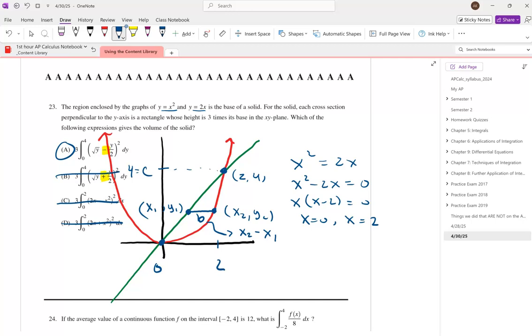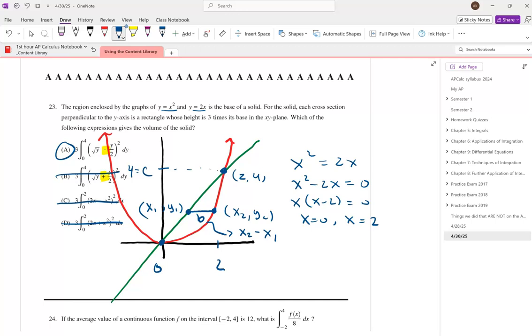Who's next? Let's hit some more of these. But Paulo, you're good with what I did here? Yeah. Notice that I didn't even worry about the height being 3 times its base or any of that stuff, like how to really set up the integral. I didn't really care because I have the correct setup there and I just looked at the differences between the things.